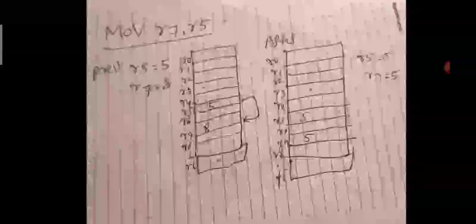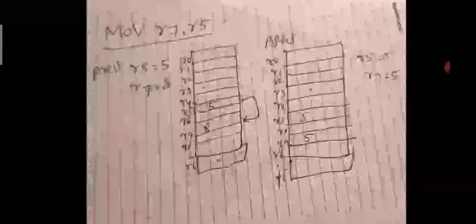Next is RSB. RSB is reverse subtract. What we do in subtract, SUB R0, R1, R2, means R0 equals R1 minus R2. Whereas reverse subtract is entirely the reverse of that. So R0 is R2 minus R1 that we have to do. R2 is 5 here, R1 is 3. So R2 minus R1, 5 minus 3, 2 is calculated.